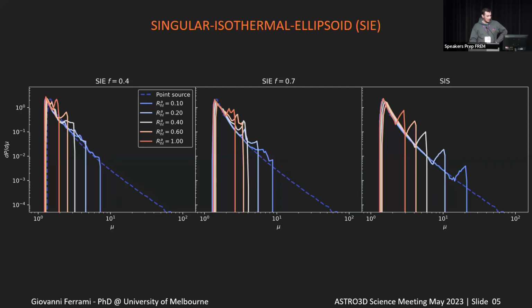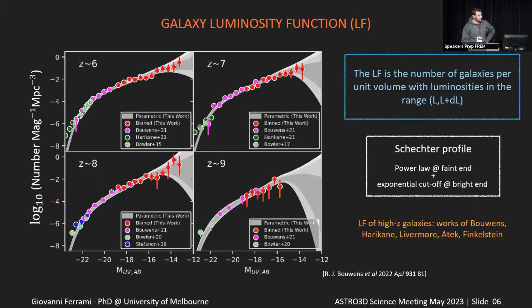Cool. So this is the lensing introduction. Let's move to the luminosity function. Very quickly, the luminosity function is the number of galaxies per unit volume with luminosity in a certain bin range. And it's often parameterized with a Schechter profile, which has a power law for the faint end and an exponential cutoff at the bright end.